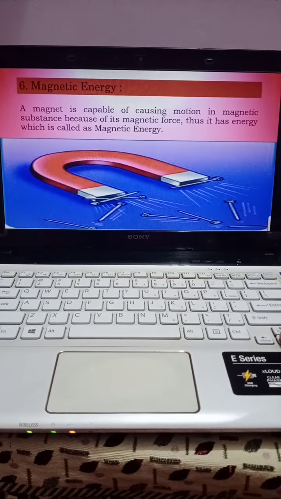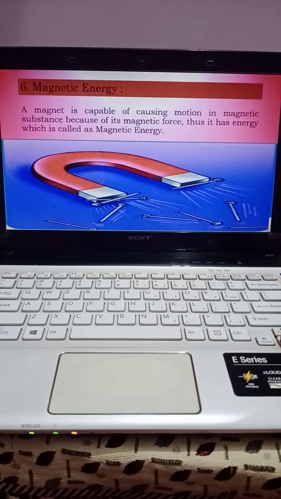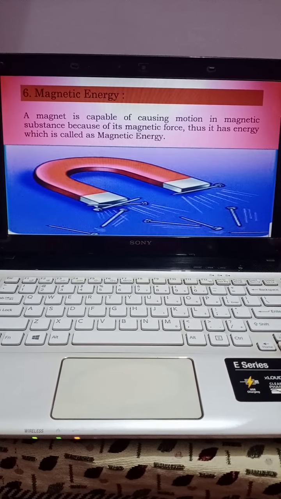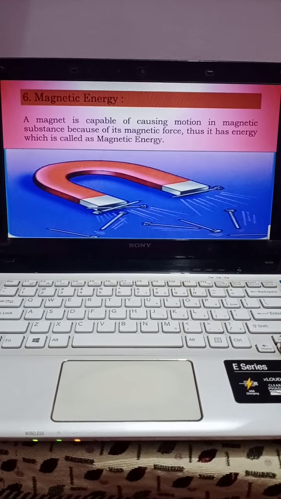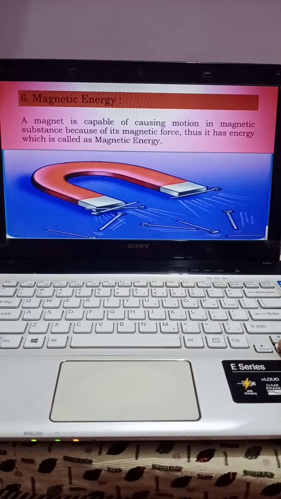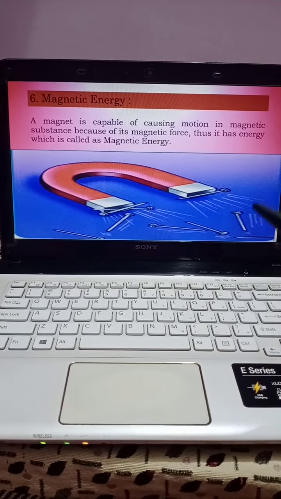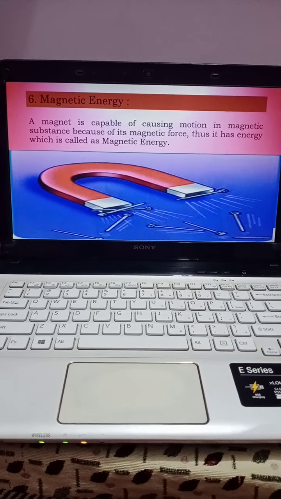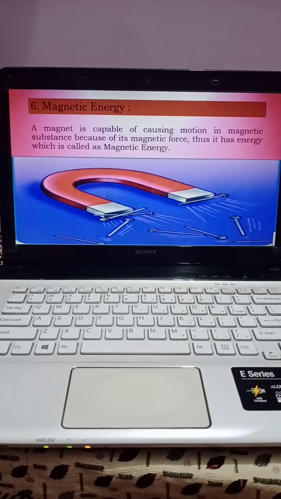Next, magnetic energy. A magnet is capable of causing motion in magnetic substances because of its magnetic force. Thus, it has energy which is called magnetic energy. This means that because of magnetic force, a magnet has the capacity to move magnetic material. Under this diagram we can see that these iron pins are getting attracted towards the magnet placed before them. Thus the magnet is also a form of magnetic energy.